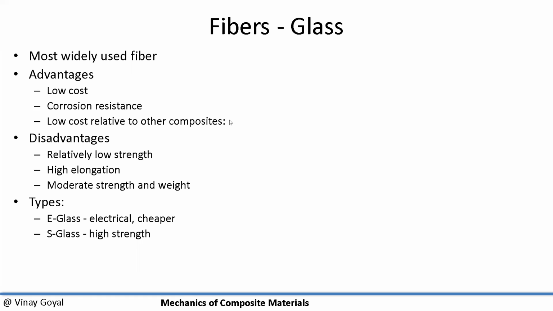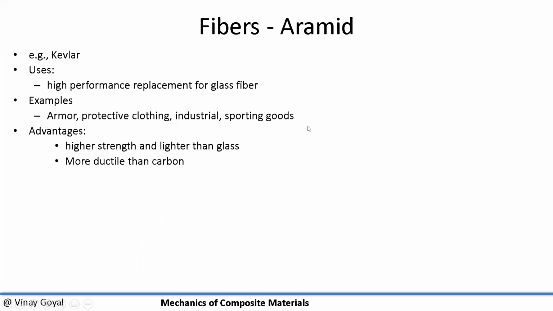So we also got the types of fibers. We have E glass and S glass. S glass tends to be higher strength. Fibers like Aramid, we have Kevlar as an example of an Aramid fiber. It's a high performance fiber system.